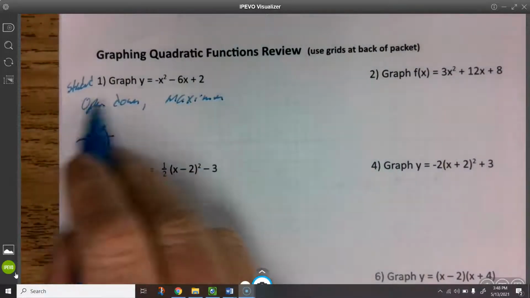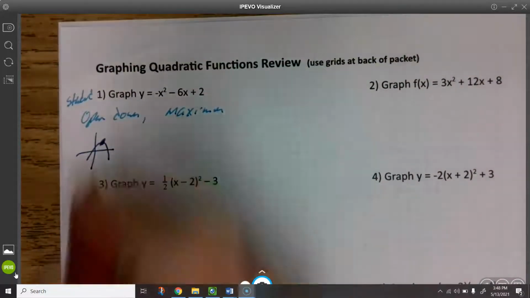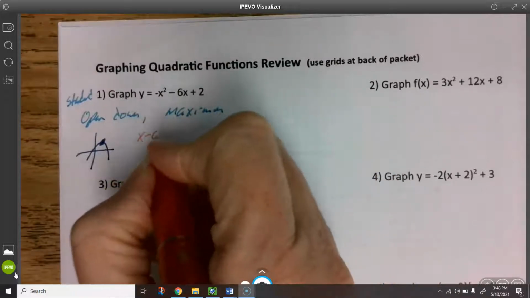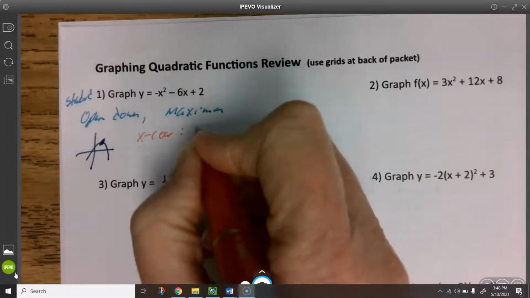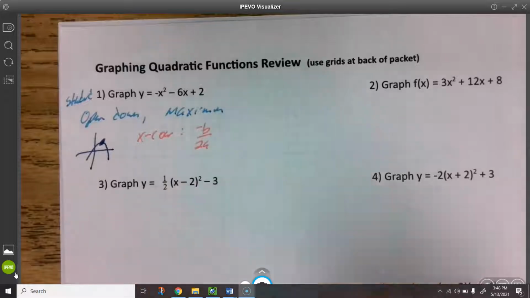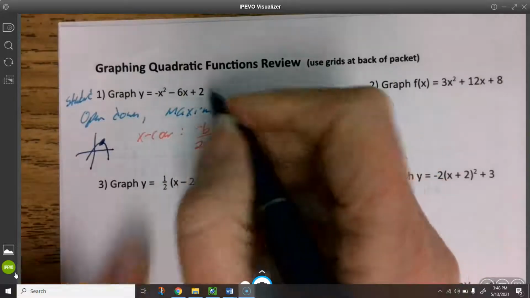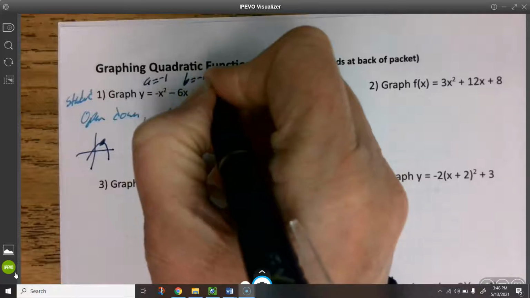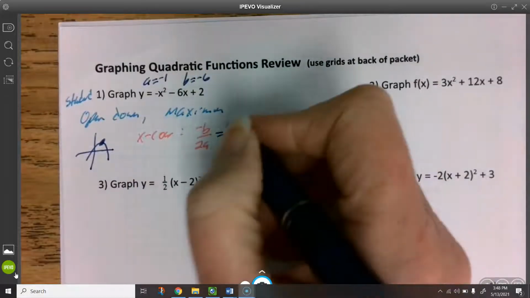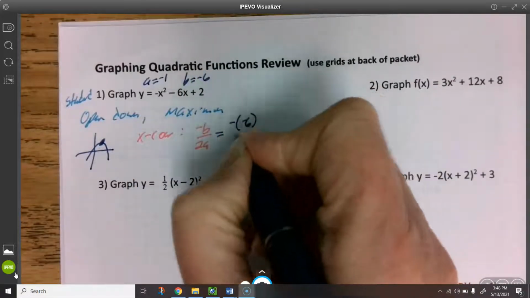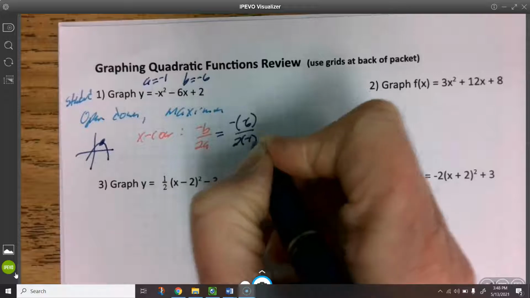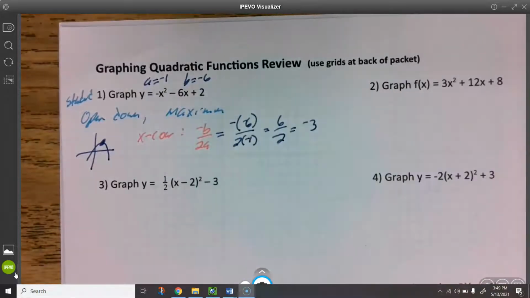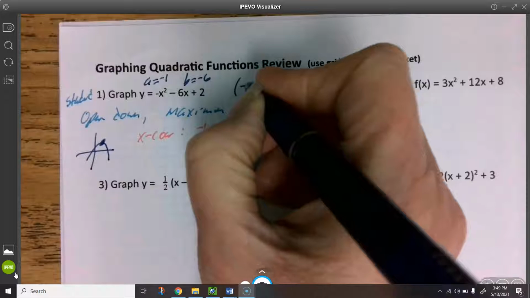Okay? If I'm given standard form, one of the first things I have to do is find the vertex. So, to find the vertex, remember that the x-coordinate of the vertex is negative b over 2a. So negative b, so a is negative 1, b is negative 6. So I'm going to get negative 6 over 2 times negative 1. So I get 6 over negative 2, I get a negative 3. So my vertex so far is negative 3.